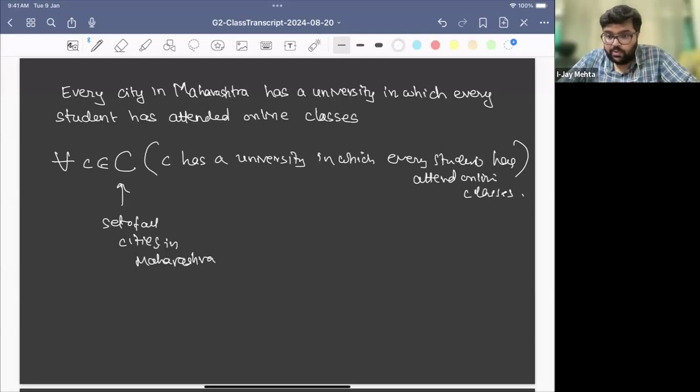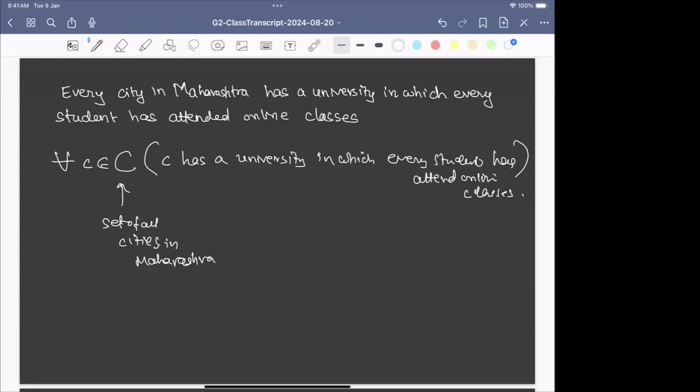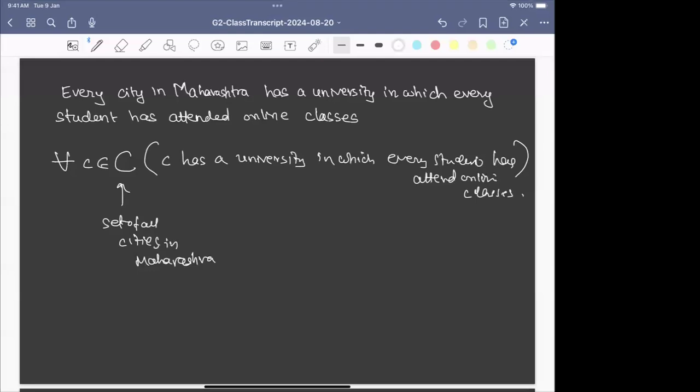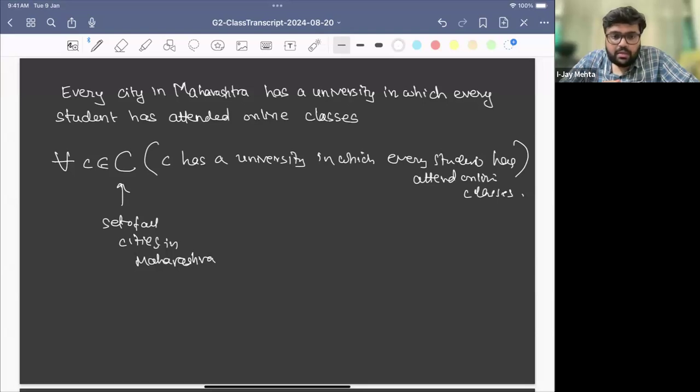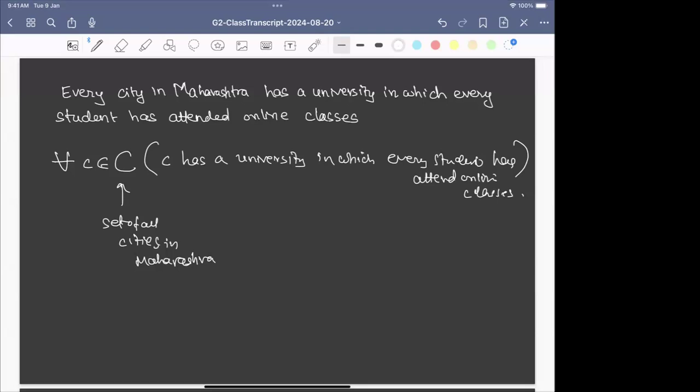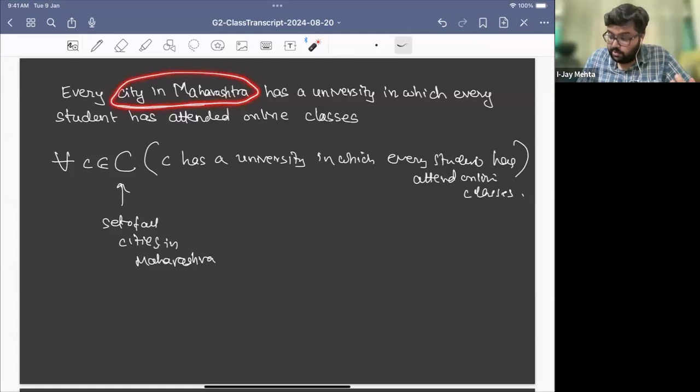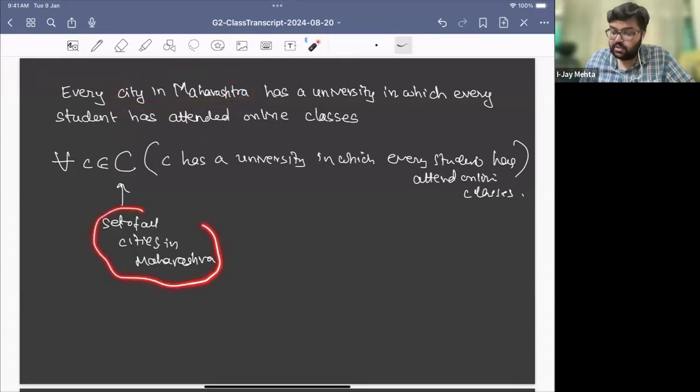Room number 4, Priyanshi, same answer. Yes, sir. Aisha, you have any question? Yes, sir. Instead of C has a university in which, there can be, right, every student has attended online classes. Every student where? In the particular university. Which university? Our university we have not fixed. We are talking about every city in Maharashtra. So we have a set of all cities in Maharashtra. And we are talking about all the cities.